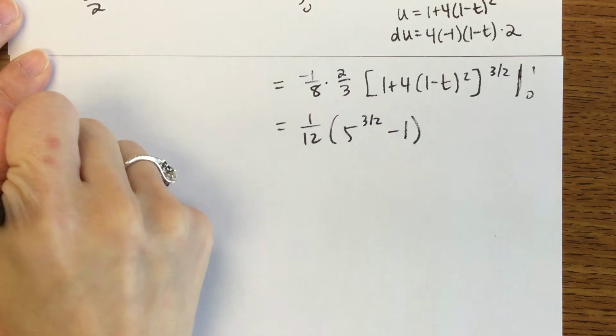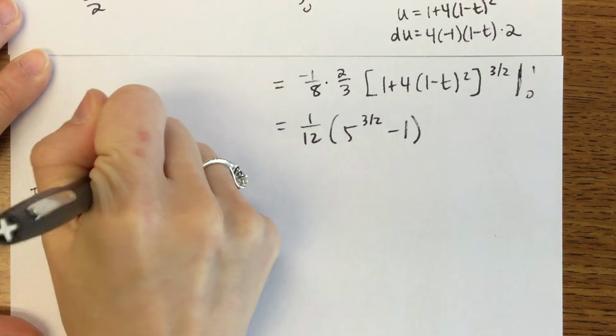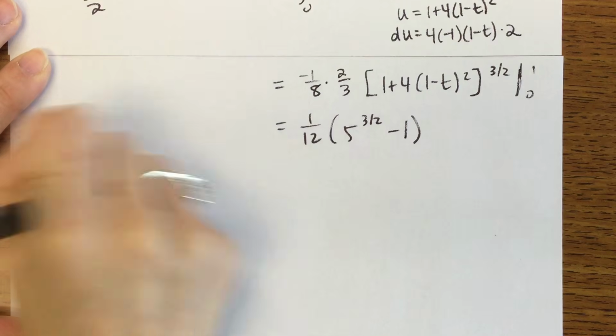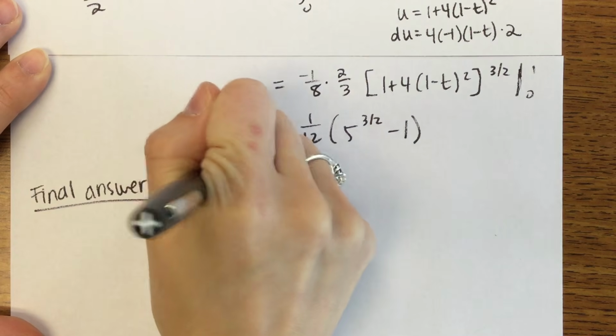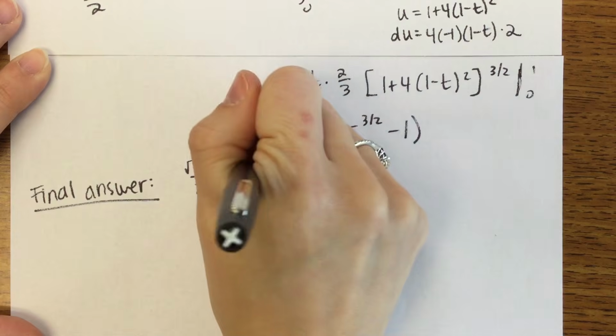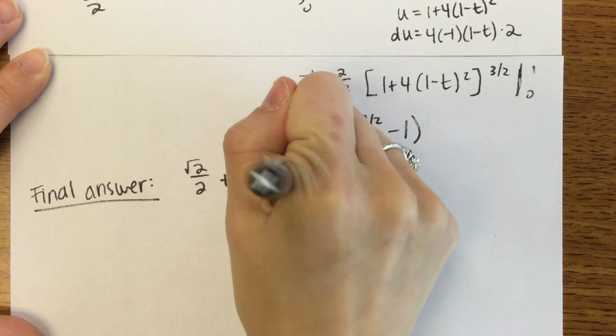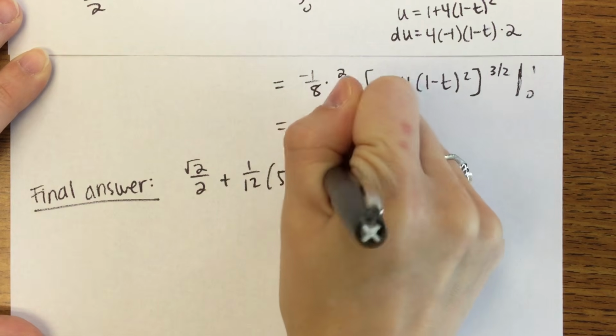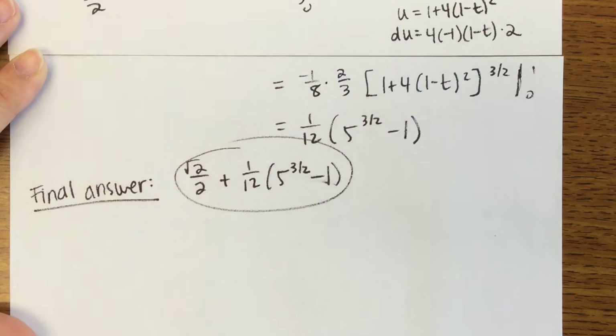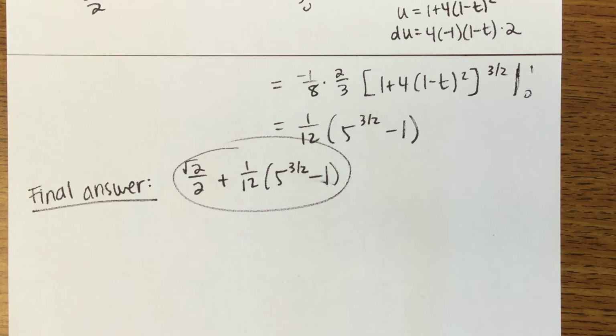Final answer then is when you add those two together. So we have root 2 over 2, add 1/12, 5 to the power 3 over 2 minus 1. Any questions before we go on to talk about what this actually means?